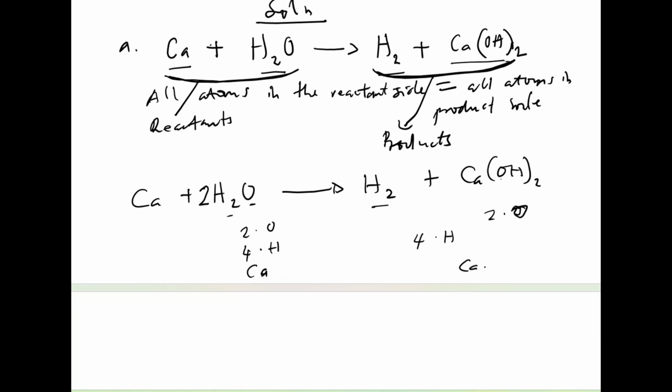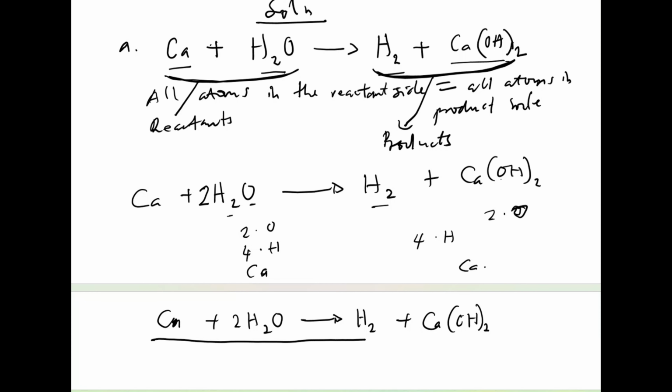So the balanced chemical equation is Ca plus 2H2O gives H2 plus Ca(OH)2. This is the balanced chemical reaction for the first reaction.